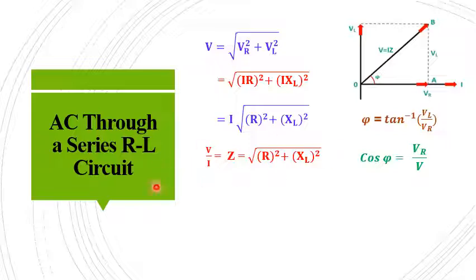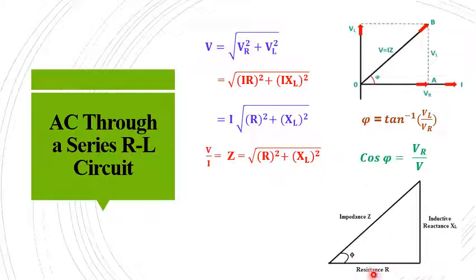Based upon this relationship, we can draw a triangle. This is in the form hypotenuse is equal to root of base square plus altitude square. So it's actually a right triangle in this form. Here we have the resistance and here the inductive reactance, in the place of VR and VL. And this is your resultant impedance. The angle between your resistance and impedance is phi.